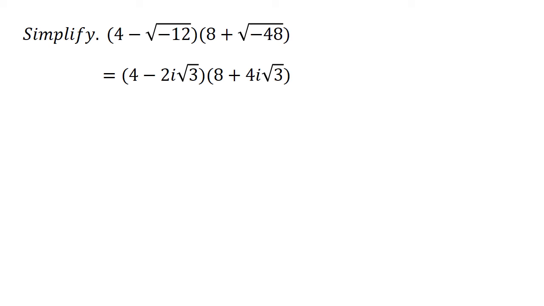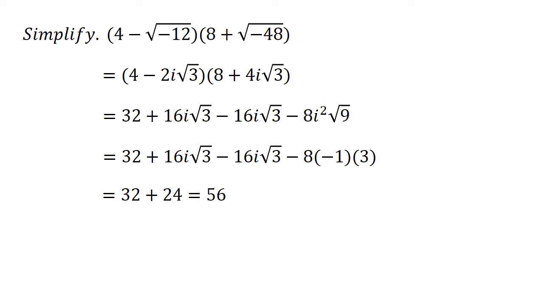And then we're just going to FOIL that out. So 4 times 8 is 32, 4 times 4i root 3 is positive 16i root 3, negative 2i times 8, negative 16i root 3, and then negative 2i times positive 4i, negative 8 i squared times the square root of 9, 3 times 3. Square root of 9 is 3, i squared is negative 1. So on that last term, it's going to be negative 8 times negative 1 times 3, so positive 24. And those middle two terms are going to cancel out. And we're going to get 32 plus 24, 56. So you can get real numbers as answers by multiplying two complex numbers. It can happen.